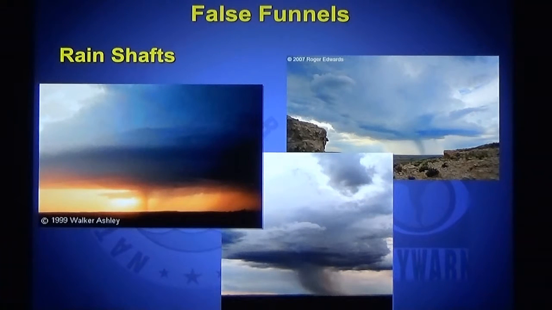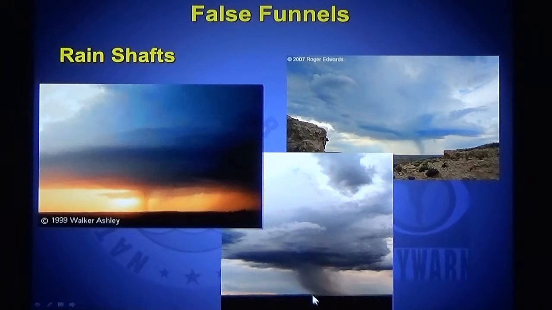Another thing mistaken for a tornado is a rain shaft. In this picture, it is not raining here, it is raining here. That's just rain falling out of the cloud. Again, is it spinning? The answer is no. In the picture on the top right, again, it is not raining here in the picture, it is raining here. Sure looks like a tornado, but there's no rotation. It's not a tornado. It's one of those look-alikes.